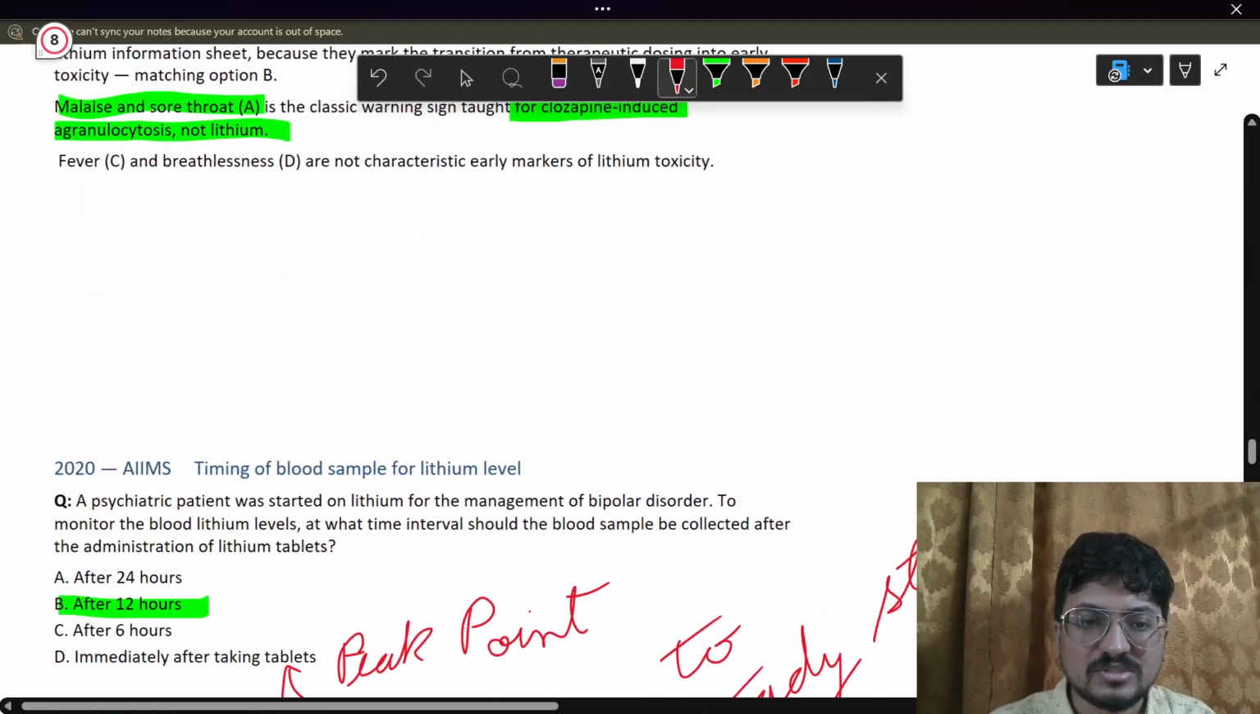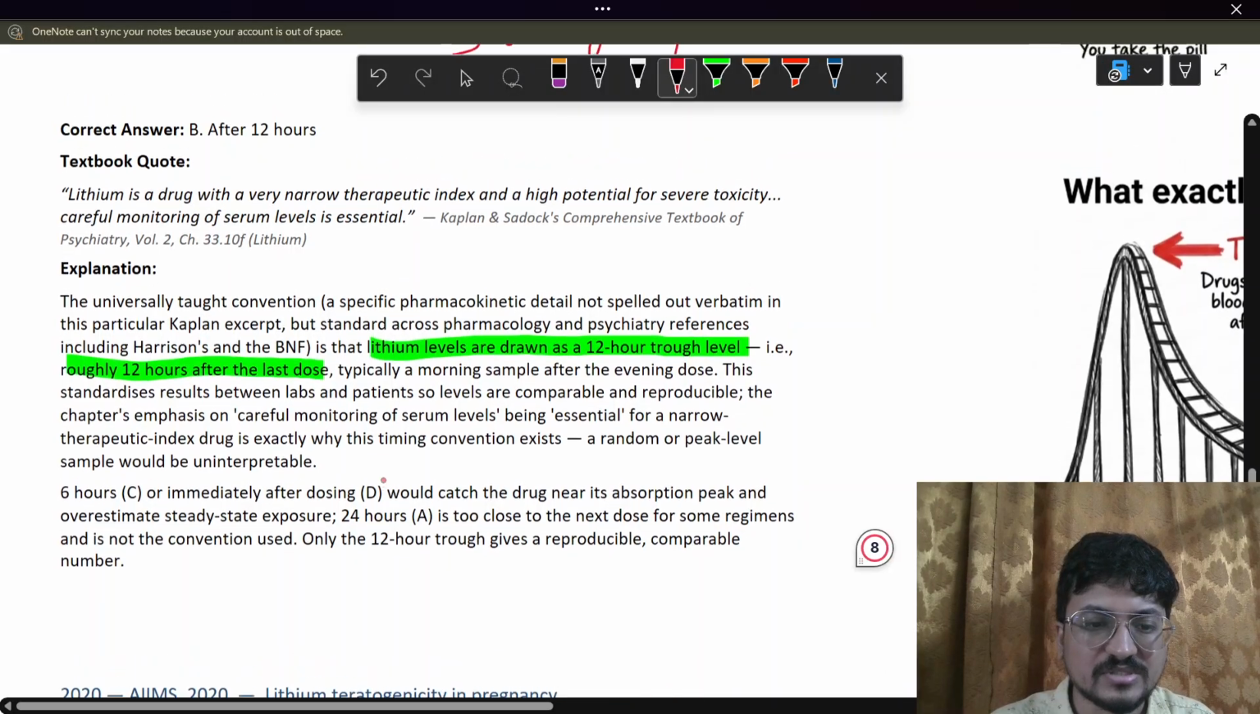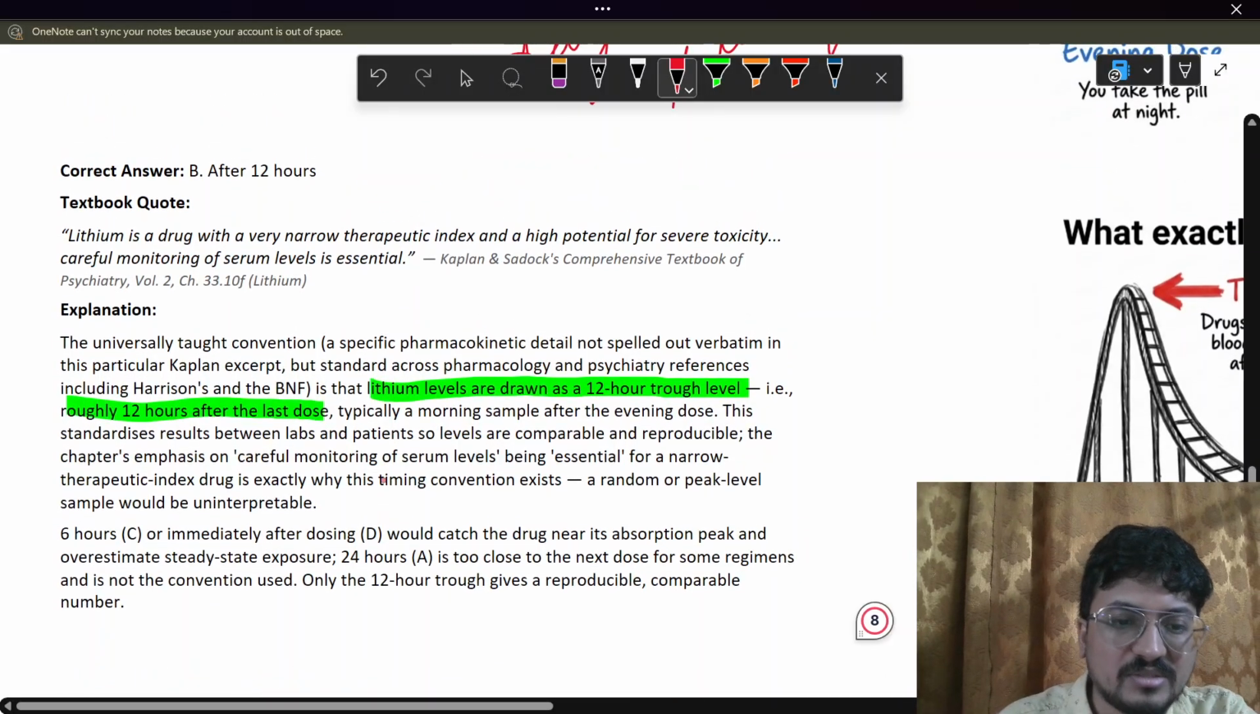Okay, so you must remember this. This is a little bit different from the usual medications that we see. Okay, but this is how it is done.